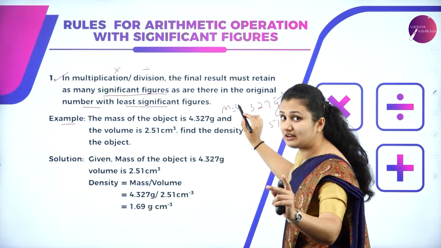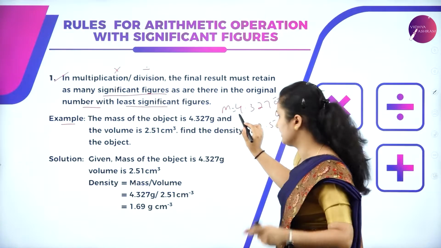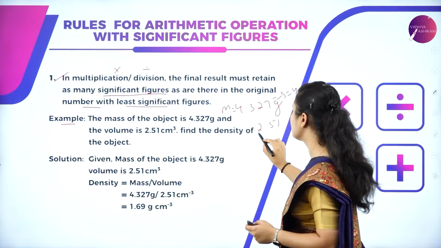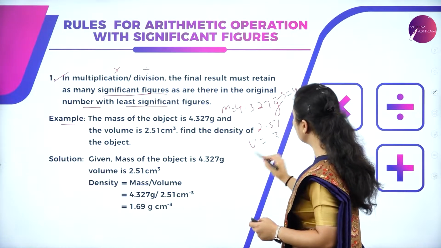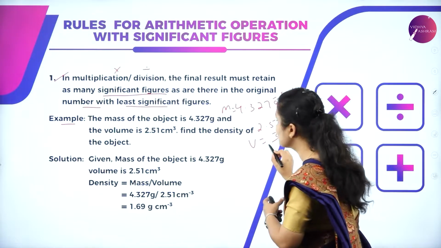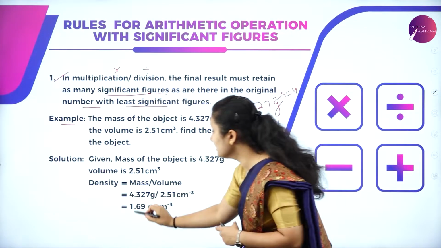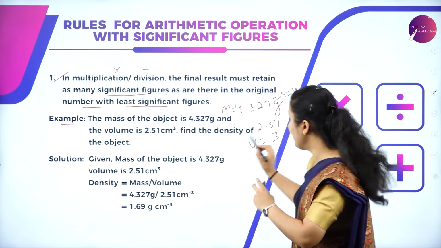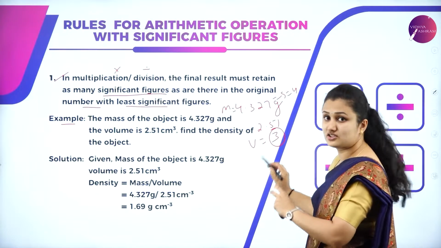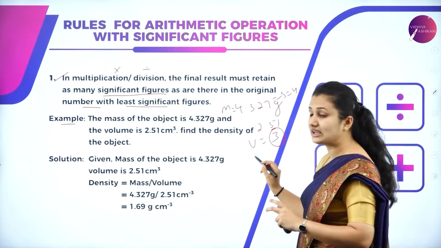When you write significant figures, keep the rules in your mind. So there are 4 significant figures. Volume has 3 significant figures. Which has the least significant figures now? It is volume, right? So the result which you get at the end should have the least significant figures. The volume has the least significant figures.